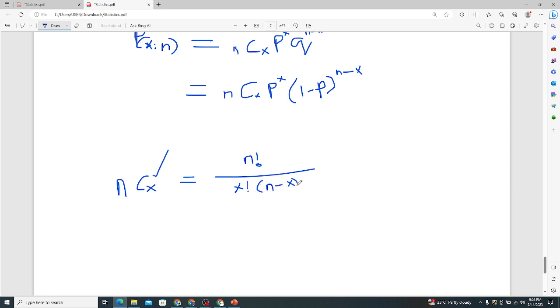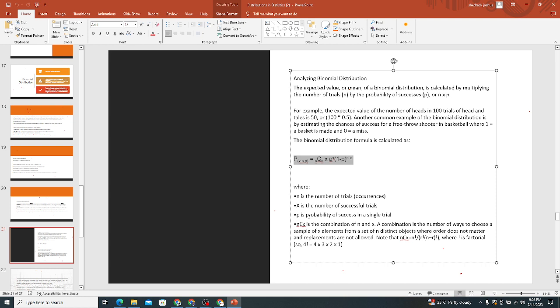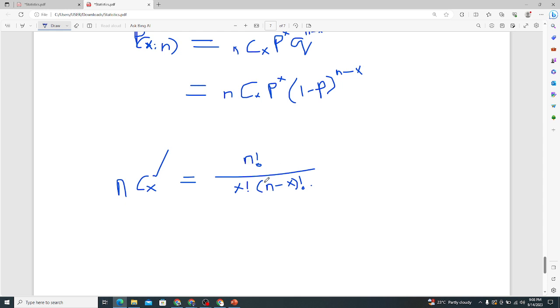N minus x factorial. I guess that's true. Yes, that is true. That is n factorial divided by x factorial, okay, is equal to, that is multiplied by n minus what? N minus x factorial will give us now the combination.